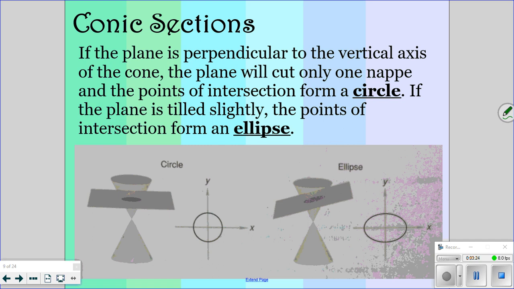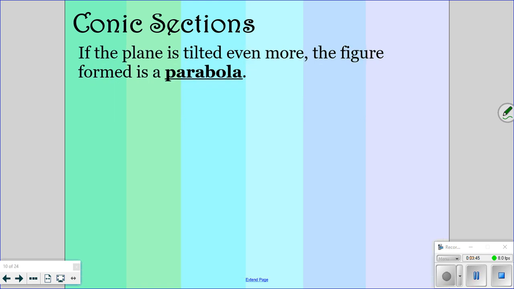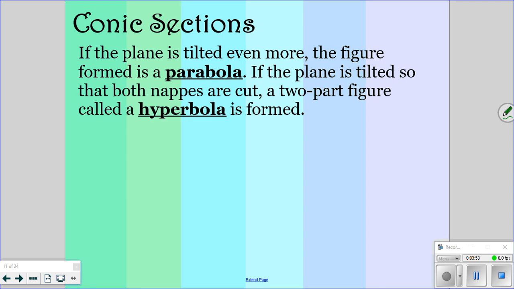And so this is a picture. Here are our 2 napes. When you have it perpendicular to your vertical axis, this is a circle that's formed right here. And then if you tilt it, this part right here forms an ellipse. So those are 2 conics. And then the other 2, one of them is a parabola. So if you tilt it further, it's going to make a parabola. And then if you tilt it so that it goes through both of your napes, is when it's going to be called a hyperbola.